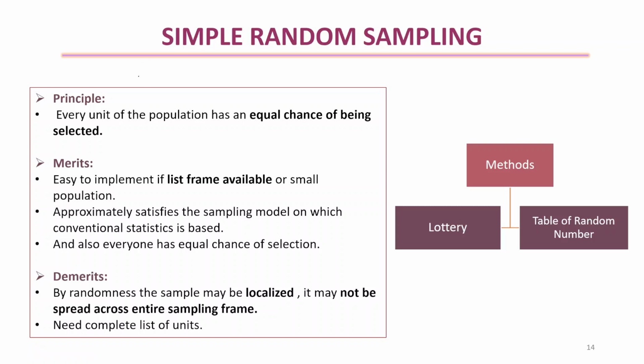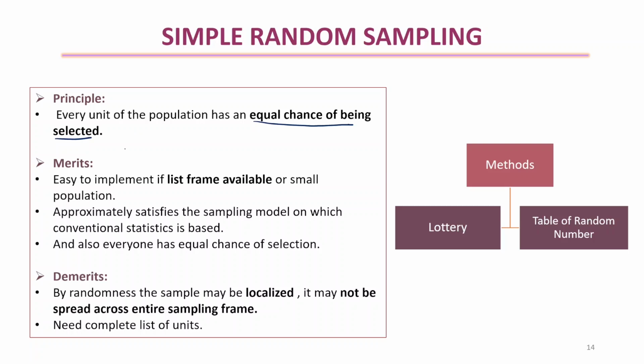The principle is very straightforward, that is, every unit of population has an equal chance of being selected. Imagine putting everyone's name into a bowl and randomly picking names. No one has an advantage or disadvantage. Everyone has exactly the same probability of being selected.